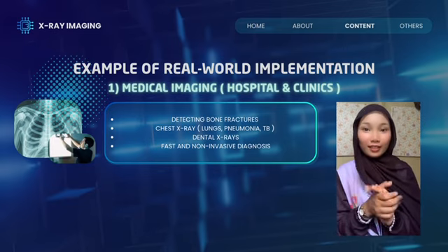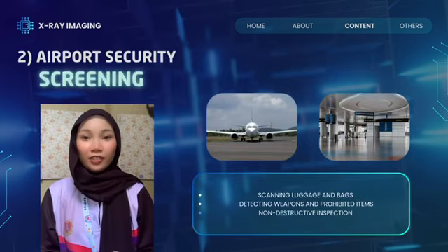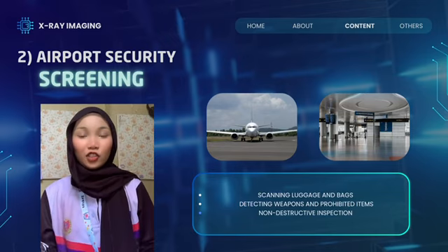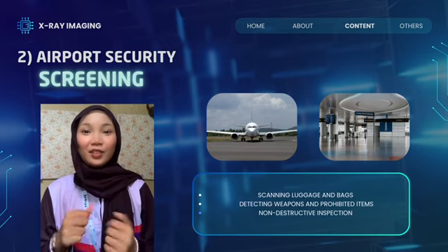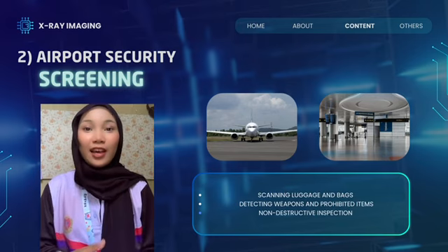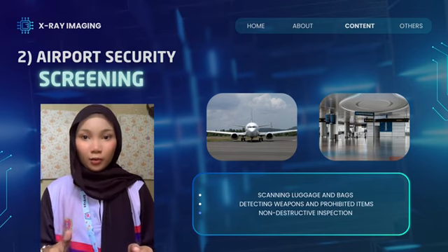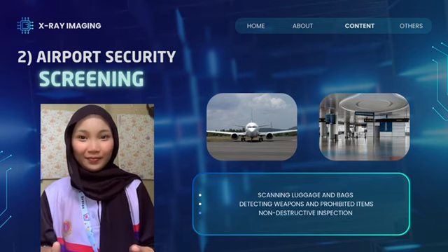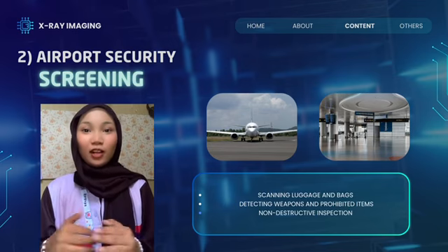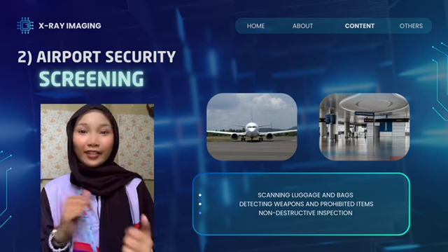to see internal structures. X-ray imaging is also widely used in airport security systems. Luggage is scanned using X-rays to detect dangerous or prohibited items such as weapons and explosives. Different materials absorb X-rays differently, allowing security officers to distinguish between metals, plastics, and organic items.